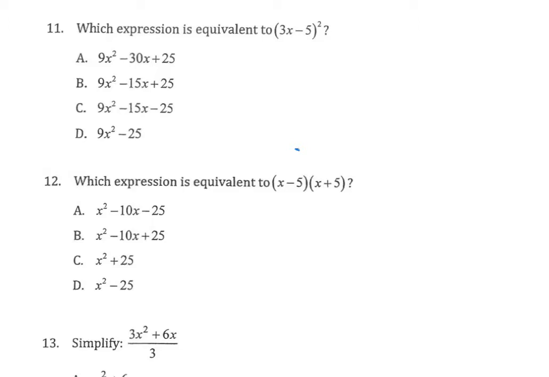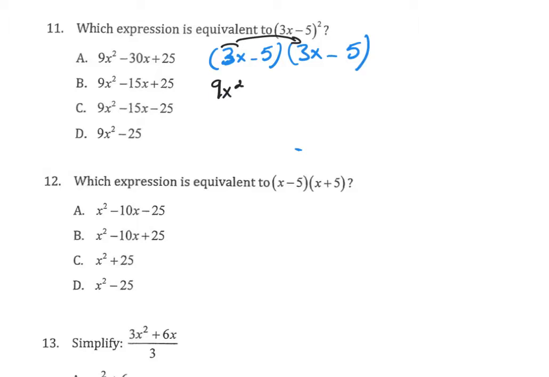We have 3x minus 5 squared, right? That's going to be 3x minus 5 times 3x minus 5, so it's twice there. And we can use the FOIL method here. So we start with 3x times 3x, right? That's going to be 9x squared.